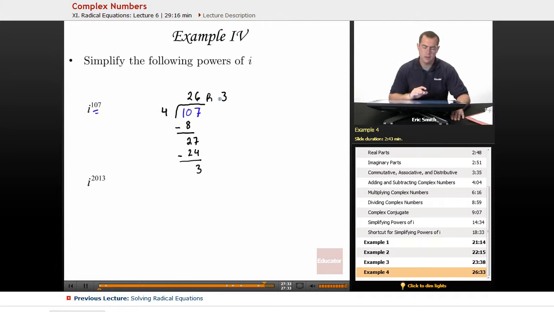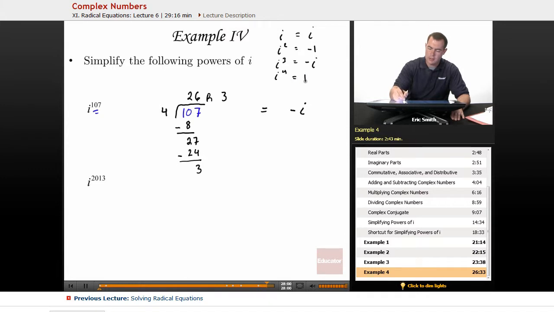Okay, now think back. If my remainder is 3, then what does this entire thing simplify to? Well, it simplifies to a negative i. Now, if you ever forget or you lose that table, you can always build it very quickly by doing just the first few values of i. So i was i squared was our negative 1, then we had negative i, and then positive 1. And then you quickly have built your table.